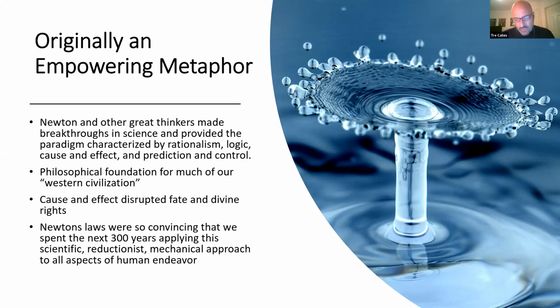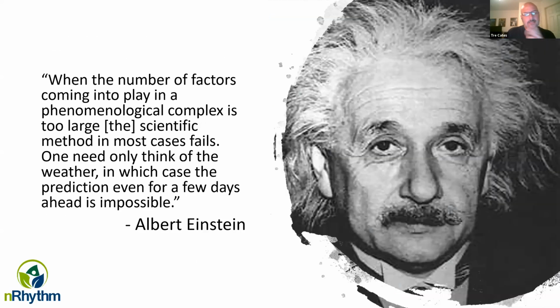And with that, though, it also began to recognize some of the things that do not serve us in reference to that process. Einstein himself made it very clear that when we talk about complexity, or what he called phenomenological complex issues, when they're too large, the scientific method fails. And he uses the weather as a perfect example of that. So for us, what we begin to recognize is our approach has had some real challenges.